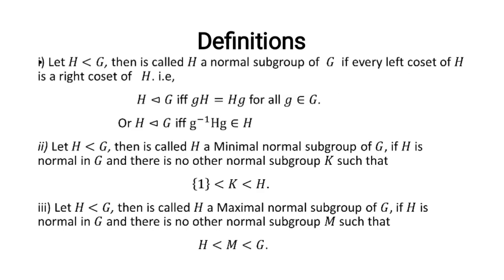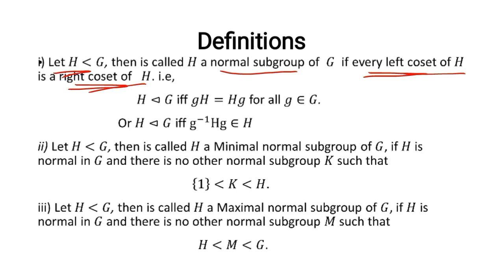The first definition you have on the screen has to do with normal subgroups, as you can see here. And what does it say? It says if you have a subgroup H in G, so let H be a subgroup of G, then this H is called a normal subgroup of G if every left coset of H is again a right coset of H. Okay, so if the left cosets are also the right cosets, you have a normal subgroup.